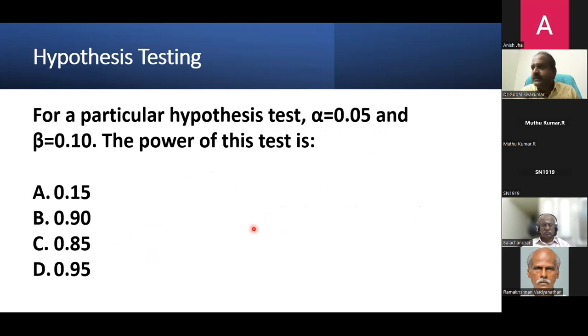Now, for a particular hypothesis testing, alpha equal to 0.05, beta equal to 0.1. What is the power of this test? 90%, 0.9. All of you understand? 90%, 0.9 is correct, because beta is given as 0.1. So the power of the test is 0.9.